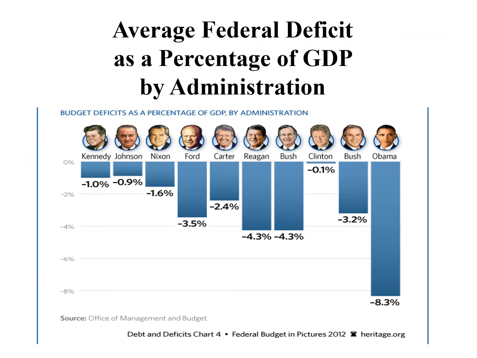This shows you the average federal budget deficit as a percentage of GDP by administration, right? So if you look at the difference between Carter and Reagan, when Jimmy Carter was president, deficits averaged only 2.4% of GDP.